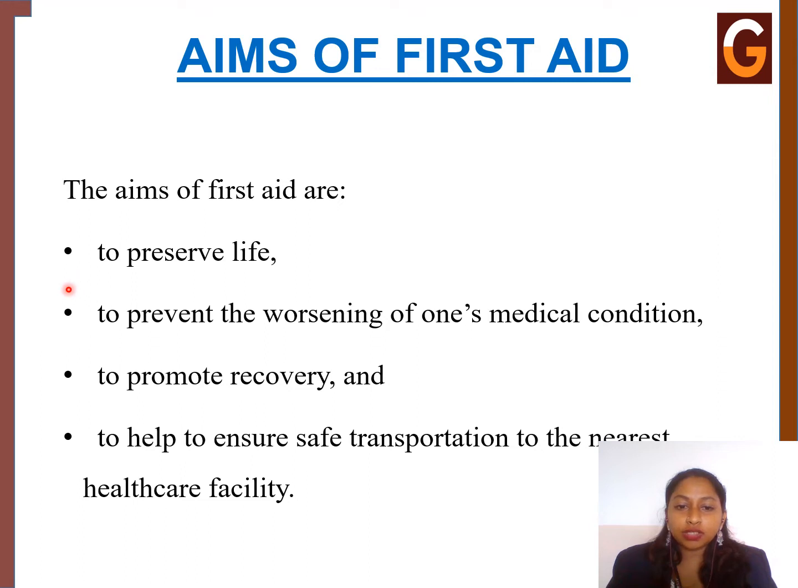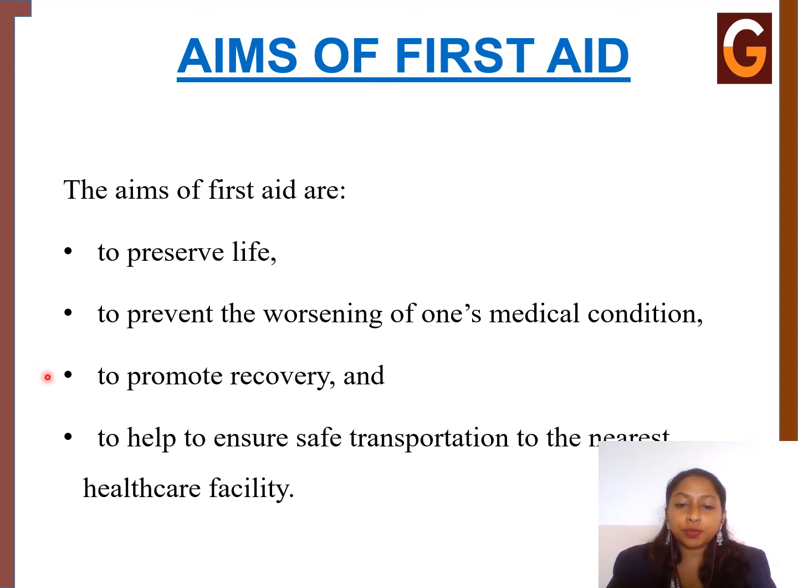The second point is to prevent the worsening of one's medical condition. For example, if the victim is having an epileptic attack or a seizure, if you try to give a first aid, which I will be explaining in the coming sessions, you will be helping to prevent worsening of that particular condition because many complications can happen during that particular duration.